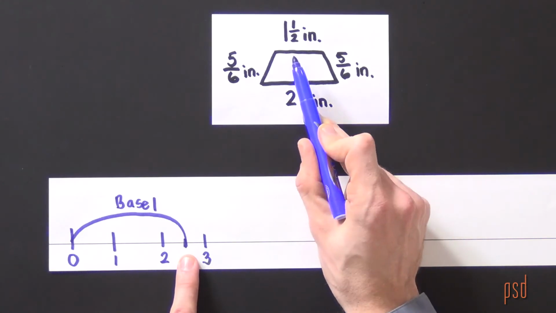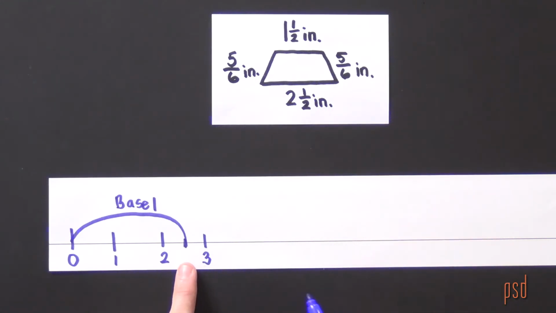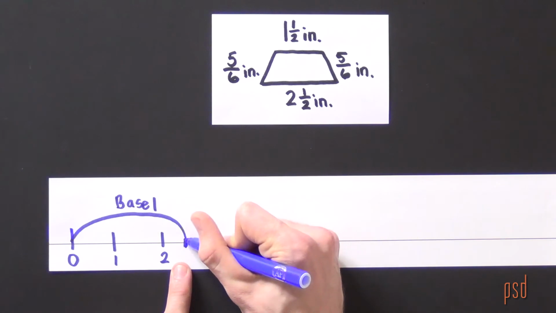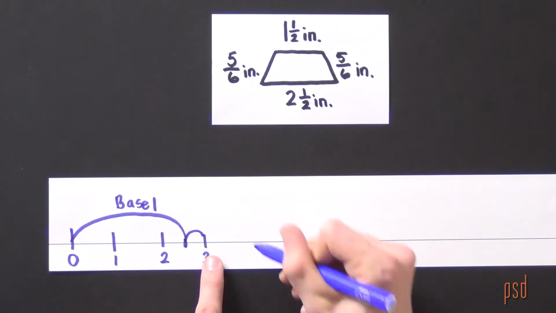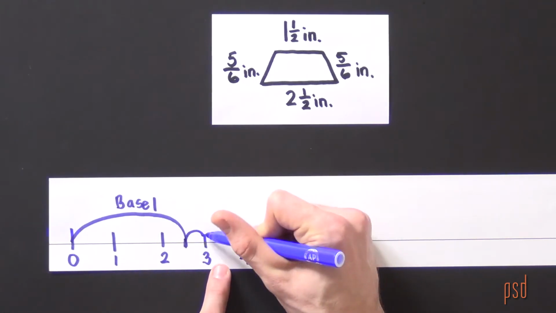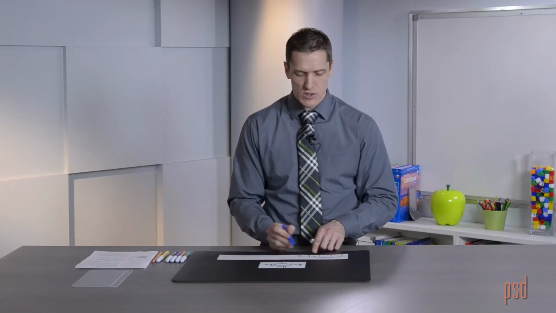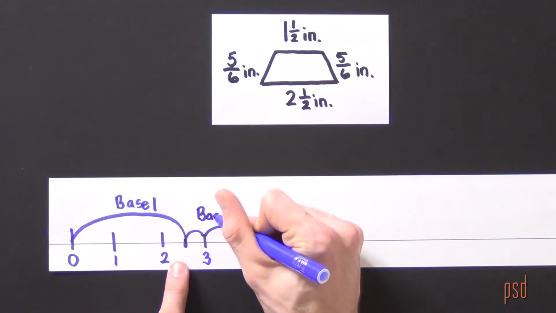Next, I'm going to add in 1.5 inches. So I already have a 1/2 inch there, and now I just need to add 1 more inch. So this represents 1.5 inches for the second base.